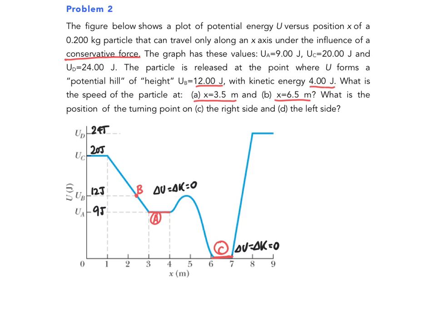So then we know immediately that the total mechanical energy is going to be 12 joules plus 4 joules, 16 joules. So the total energy of this particle is 16 joules. So we can then set a limit at 16 joules on this graph as the total energy of the system. Which means that some particle sitting inside there can only ever obtain 16 joules of energy.